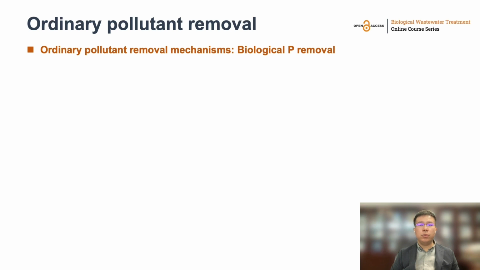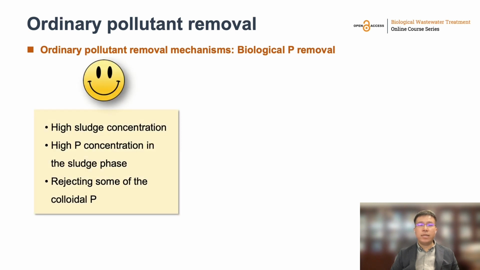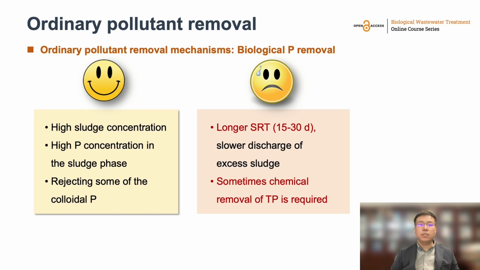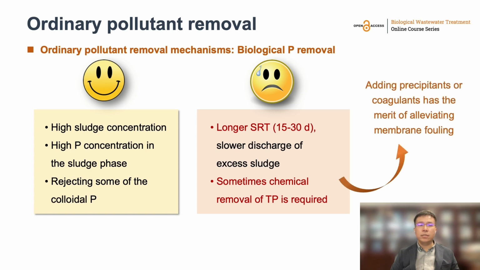For biological phosphorus removal, MBR acts like a double-edged sword. On the one hand, MBR can possess a high sludge concentration and a high phosphorus content per unit mass of sludge, and the membrane can reject some of the colloidal phosphorus as well. On the other hand, the typically longer sludge retention time of MBR means a slower discharge of the excess sludge for the system, and the chemical removal of total phosphorus by aiding precipitants or coagulants is sometimes needed to guarantee the effluent quality. It is noteworthy that aiding precipitants or coagulants also have the merit of alleviating membrane fouling.